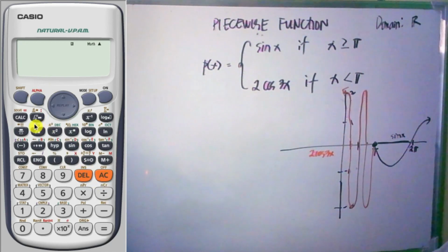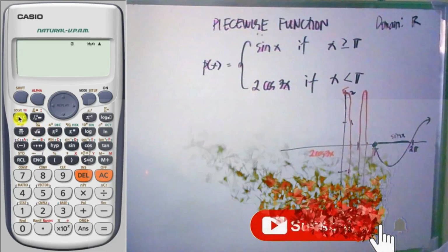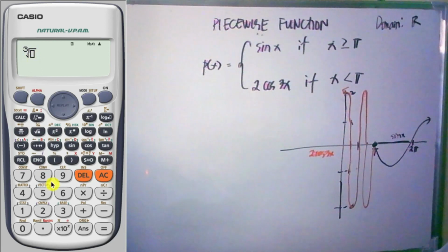If I want the cube root of a number, it's orange, it's yellow. So shift, then this button, then that's cube root of whatever you want to compute. Cube root of 7, for example, will give us the answer.